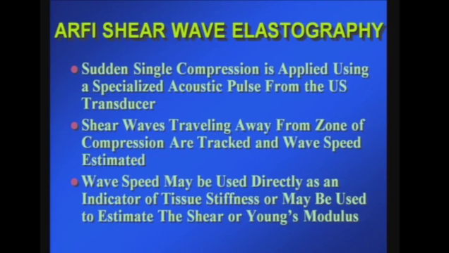So that's with a mechanical vibration applied to the tissue, both the MR and the FibroScan. But you can also use what we call an acoustic radiation force impulse. That's the same kind of push impulse that I showed previously to create a strain elastogram. But when you do that push, it also creates shear waves. So you apply a single compression or a series of compressions using that acoustic pulse, and then you monitor the shear waves traveling away from the zone of compression by using ultrasound tracking pulses, and from that you can estimate the shear wave speed. The wave speed may be used directly as an indicator of tissue stiffness, or may be used to calculate either shear or Young modulus, as I showed by that equation.